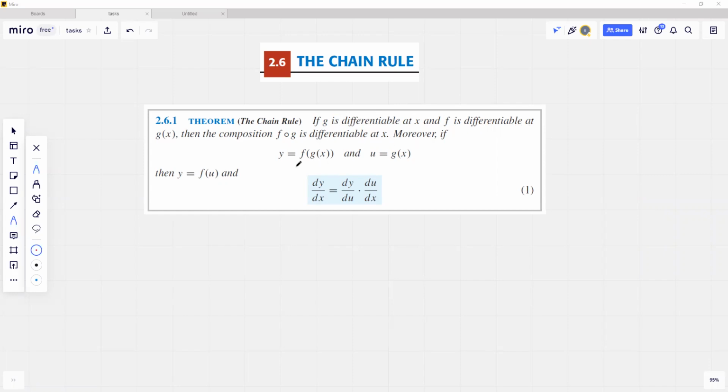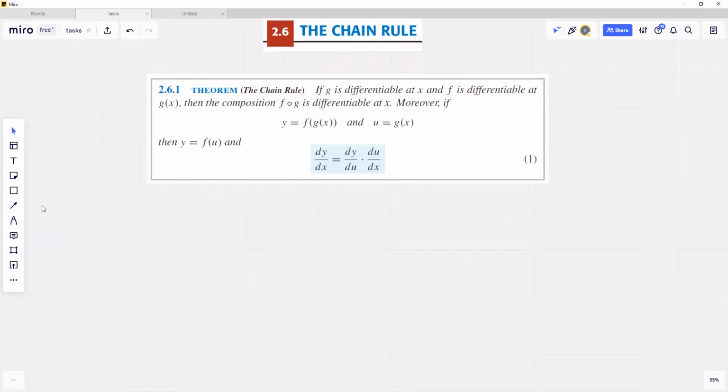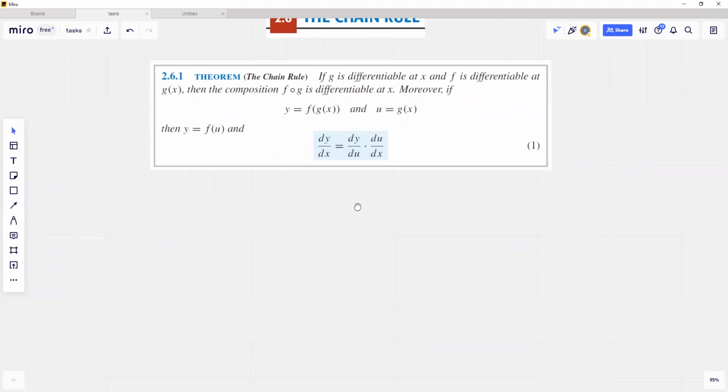And if we denote y as a function f of g of x and u as function g of x, and then y is a function of u, then we can find the derivative of function y by dx using the following rule. It is equal to dy over du multiplied by du over dx. Let's show why this is true.